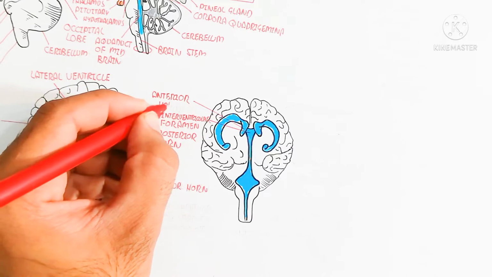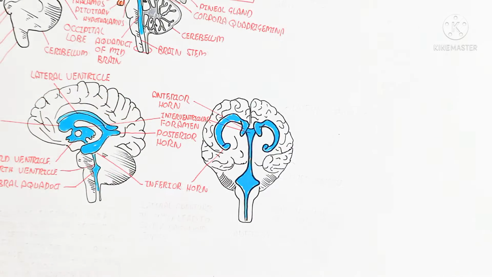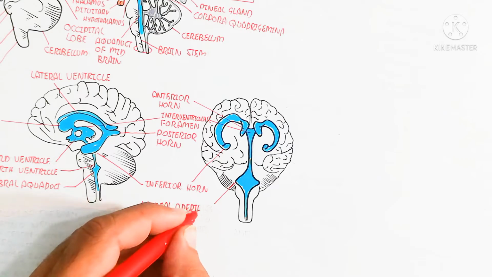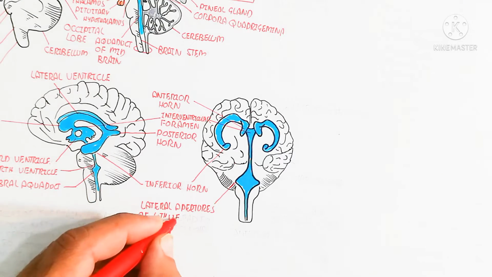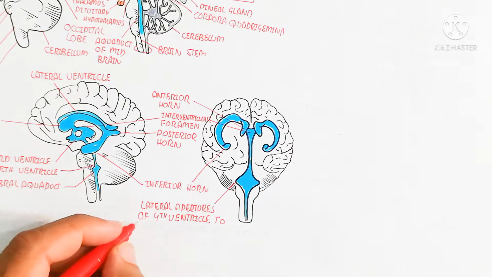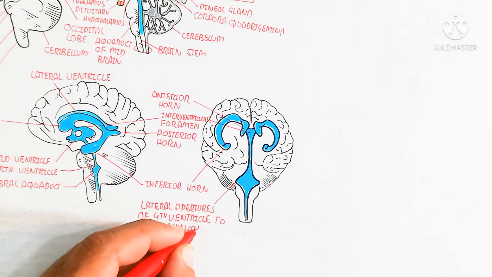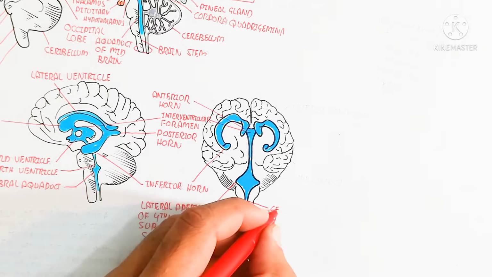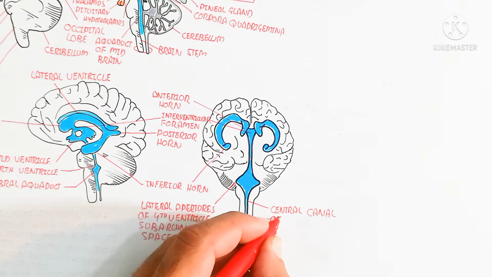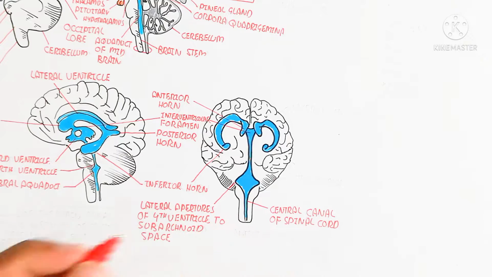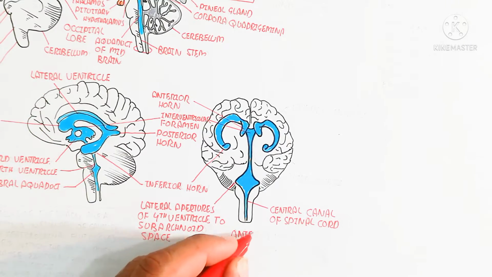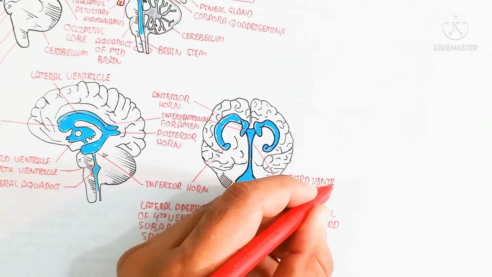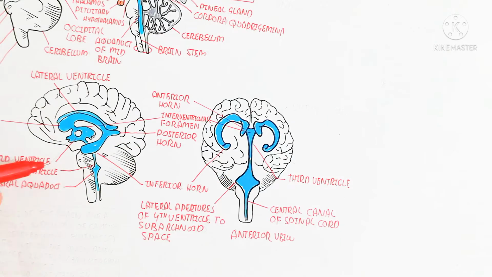We will discuss this also. This is the anterior view. It contains the anterior horn here, and here is the inferior horn, and here is the lateral aperture of the fourth ventricle to the subarachnoid space. And this is the central canal of the spinal cord, which runs the whole length of the spinal cord down.